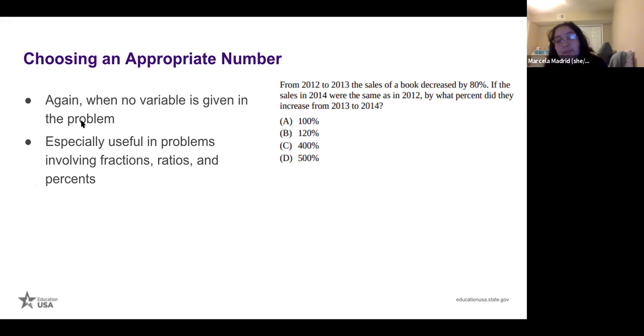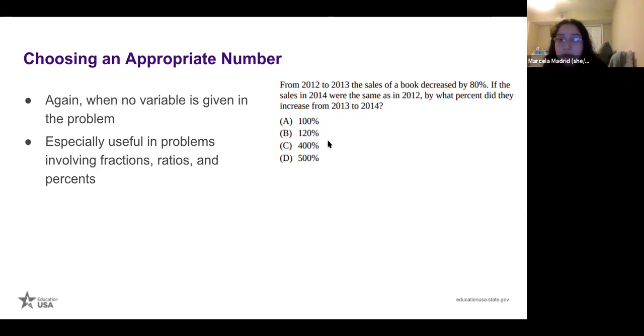Choosing an appropriate number. Again, when no variable is given in the problem, especially useful in problems involving fractions, ratios, and percents. So what this means is, I'll just explain with the question on the right. From 2012 to 2013, the sales of a book decreased by 80%. If the sales in 2014 were the same as in 2012, by what percent did the sales increase from 2013 to 2014? So again, you're given a bunch of dates, you're given one percentage, and then you're told to figure out another percent. These questions really tripped me up when I was studying for the ACT, but still, for the exam.